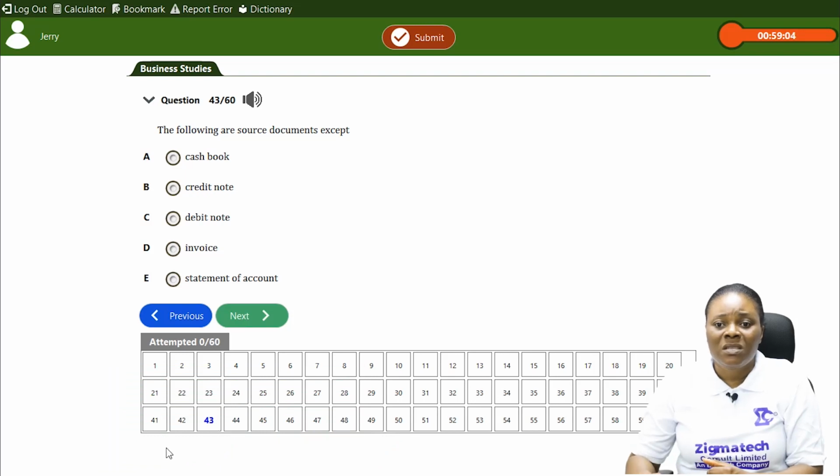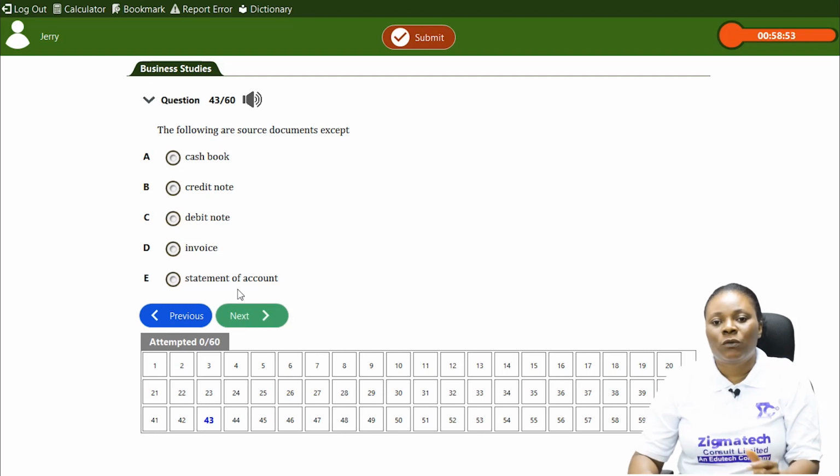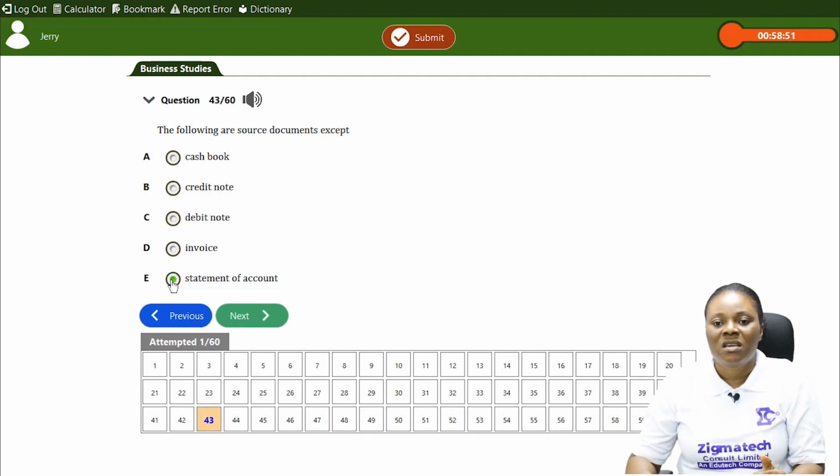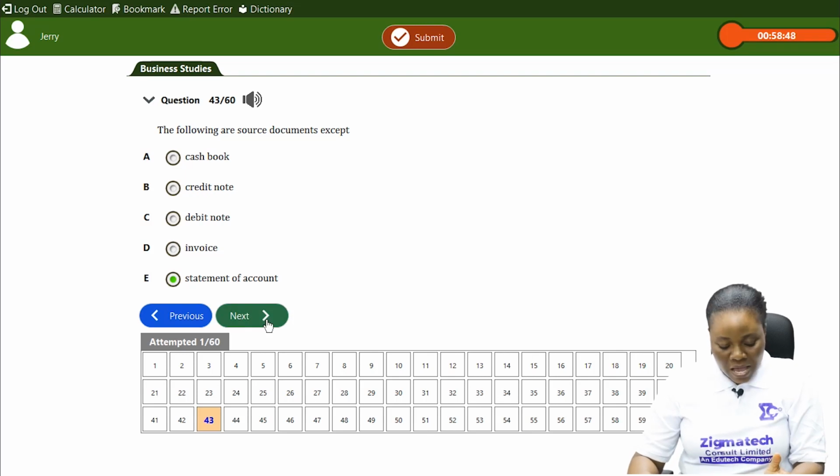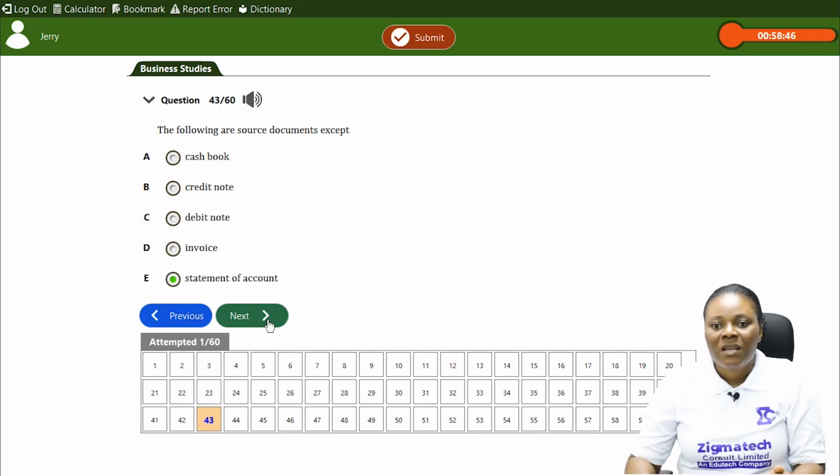The statement of account is a book of accounts. From the source document, you transfer the details on the source document to your statement or your book of accounts. So the answer is option E, statement of accounts.